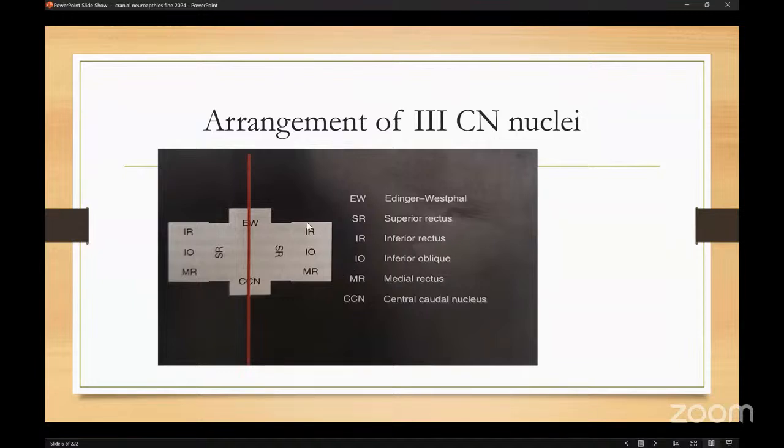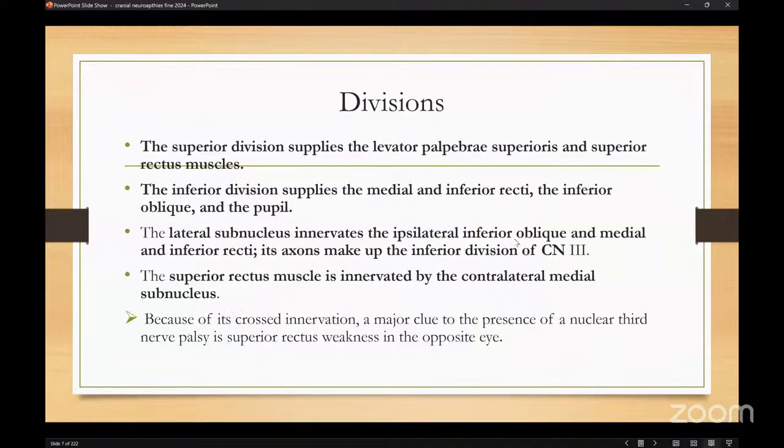The lateral subnucleus innervates the inferior rectus, inferior oblique, and medial rectus. That is the inferior division of the third cranial nerve along with the pupil. Superior rectus is innervated by the contralateral nucleus.